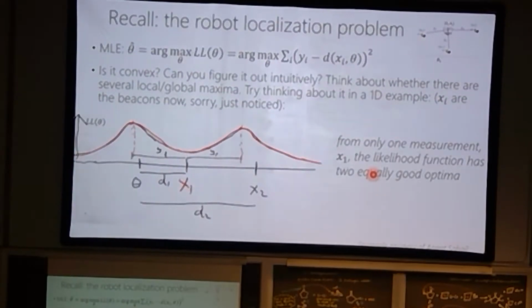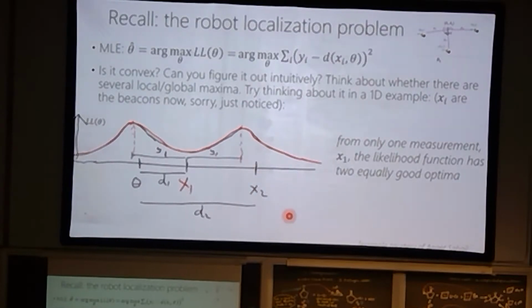Imagine I have just one measurement from the first beacon. What does that measurement give me? It gives me a noisy distance to the robot, y1. What that means is it's telling me that with equal probability the robot might be here, and it might equally well be here. It has no way to distinguish. It just says I know I'm this far away from the robot. So that's with one sensor measurement.